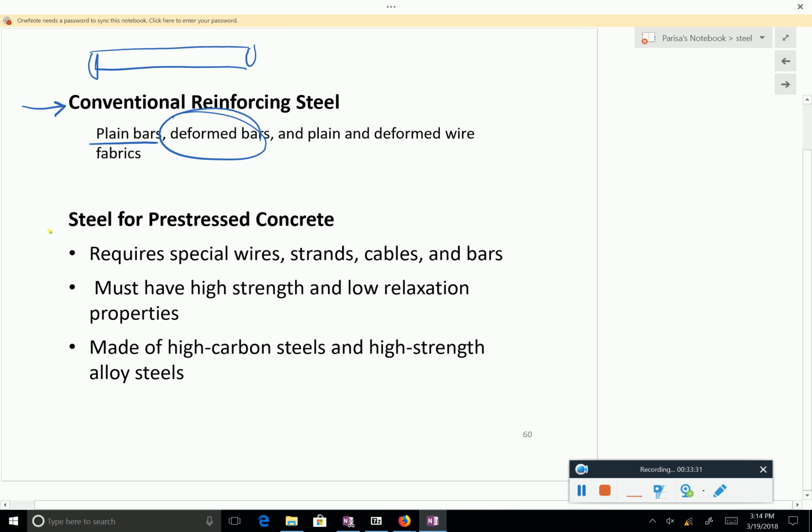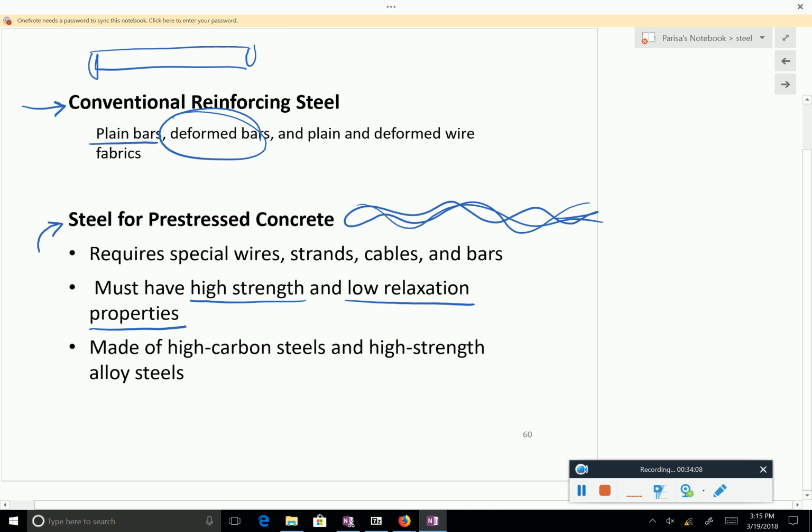The other type is pre-stressed steel for pre-stressed concrete. I wish I had a picture here because it's hard for me to draw it. But here you basically have a number of steel ropes which are twisted around and you have them inside in tandem. And they're used for pre-stressing. This type of steel has to have higher strength and low relaxation. What is relaxation?